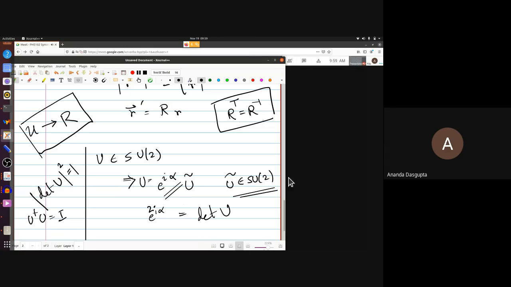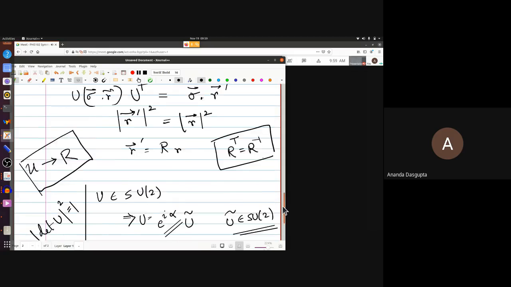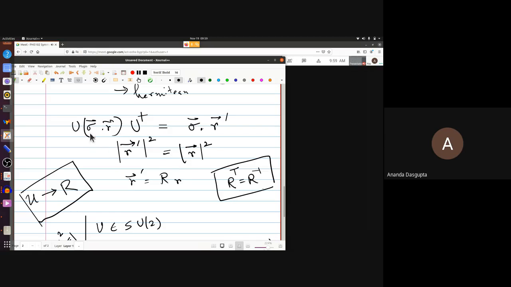And why am I bothered about this U tilde thing? Simply because you can easily see that if, instead of U, you wrote down e to the i alpha U tilde, and this will become U tilde dagger e to the minus i alpha. And e to the i alpha and e to the minus i alpha are just numbers, they will cancel each other out. So U and U tilde will end up producing exactly the same transformation on R.